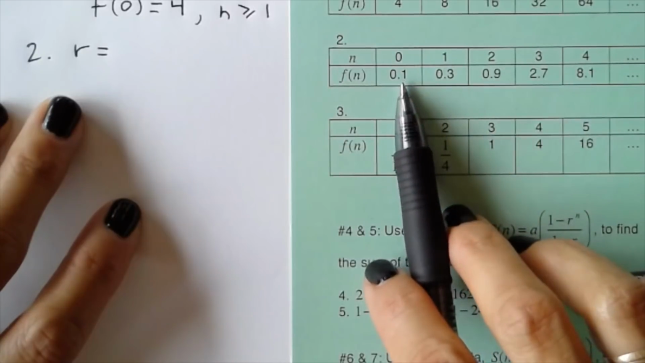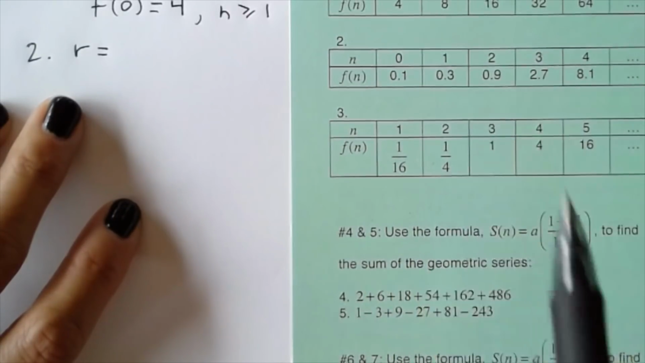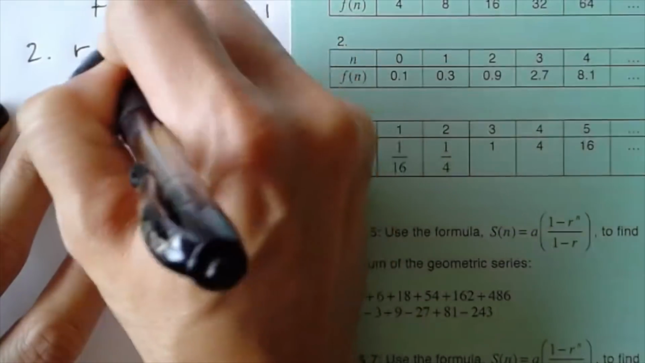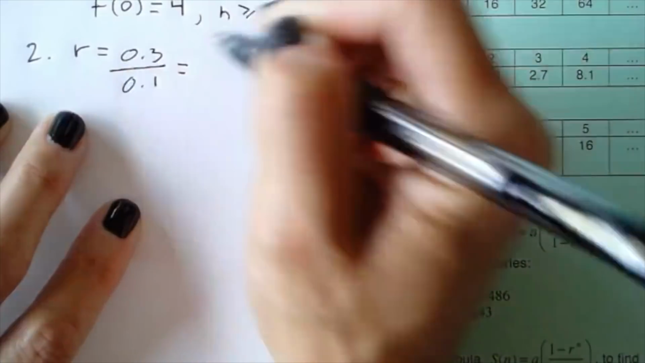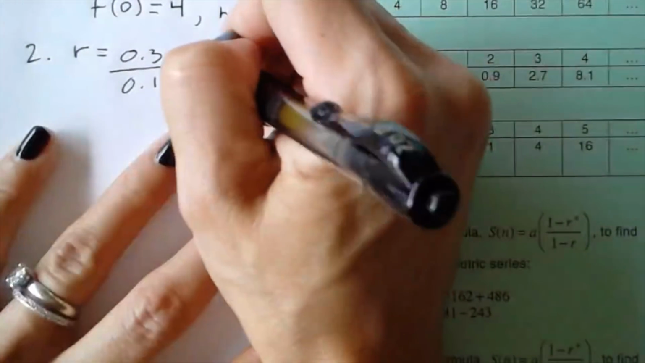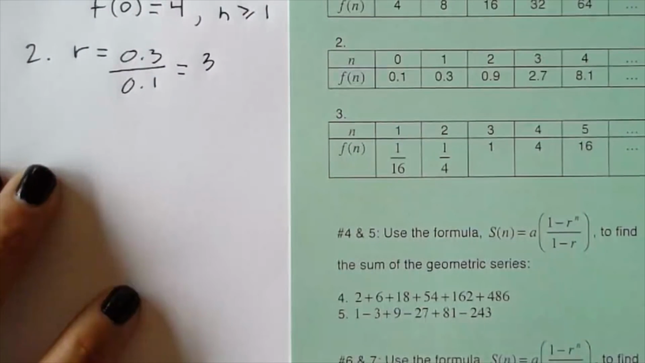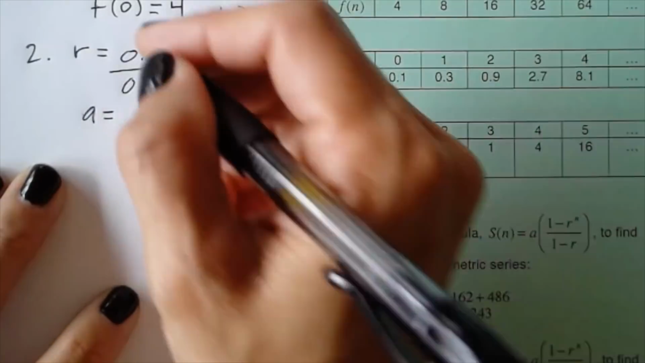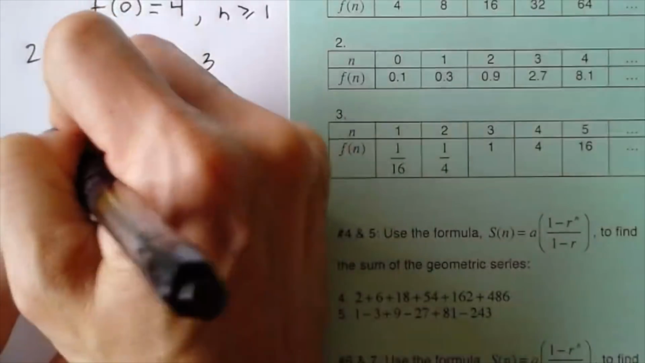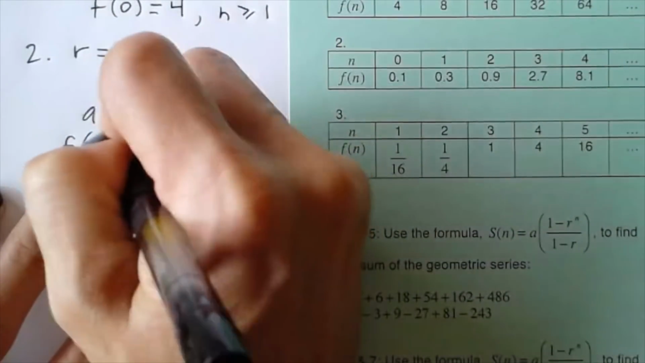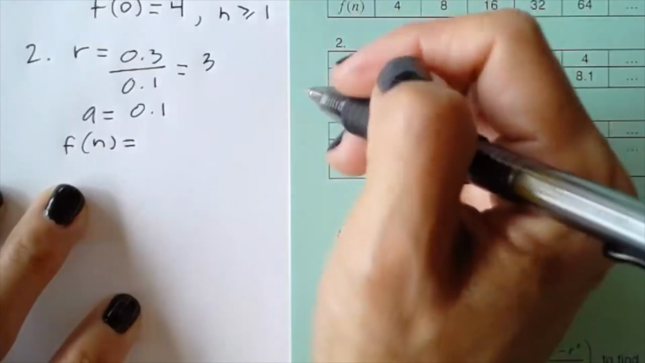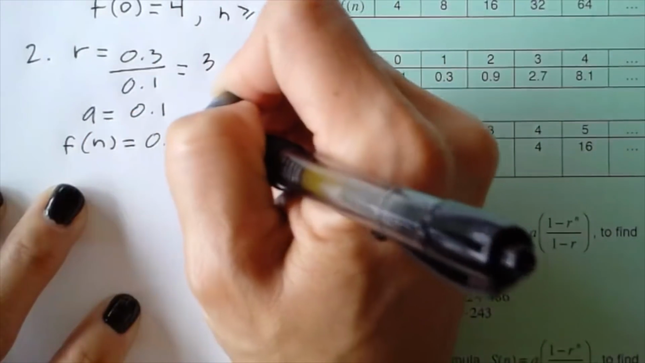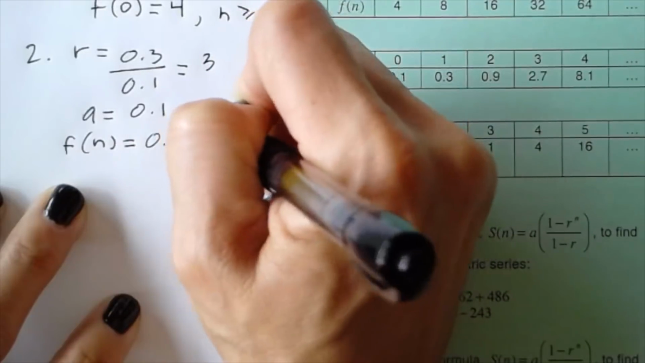For problem number 2, r is the number we're timesing by each time. So you can see going from 0.1 to 0.3, 0.3 to 0.9, we're timesing by 3 every time. Or you can take the second number and divide by the one before it. And when you do that, you get a value of 3. So r is equal to 3. And then your initial value is the 0.1. So our explicit rule is f of n equals the a value times r, which is 3 to the n.